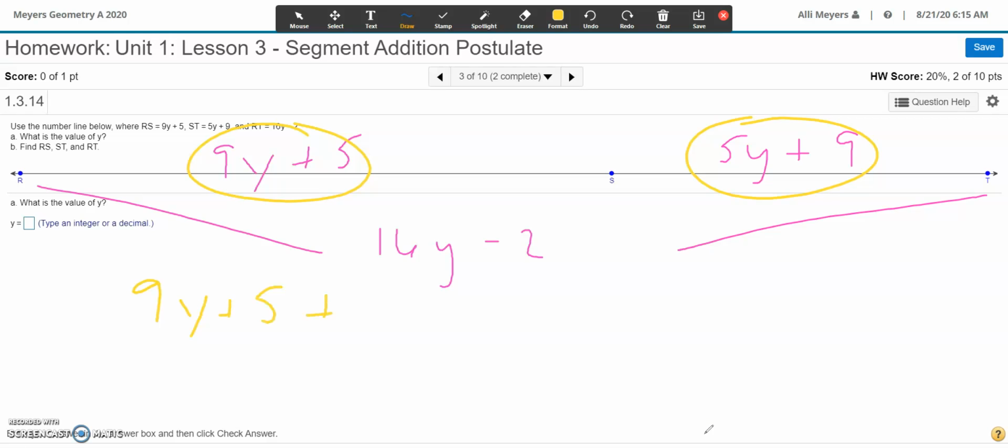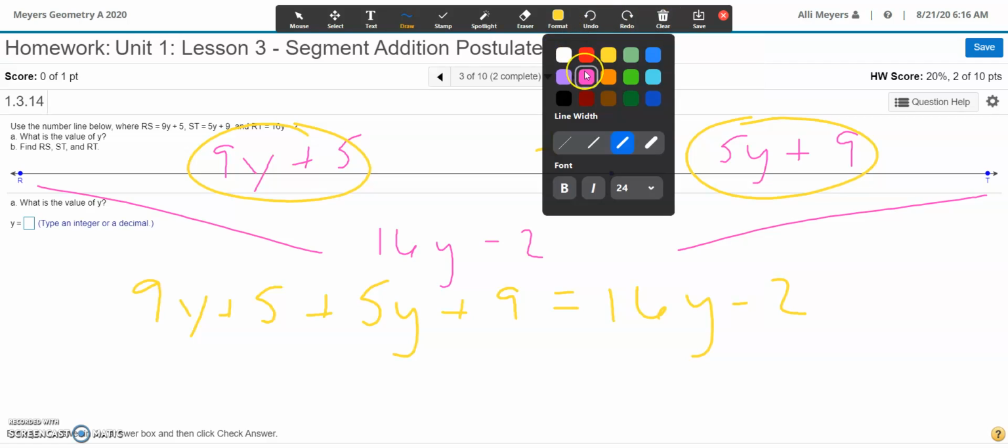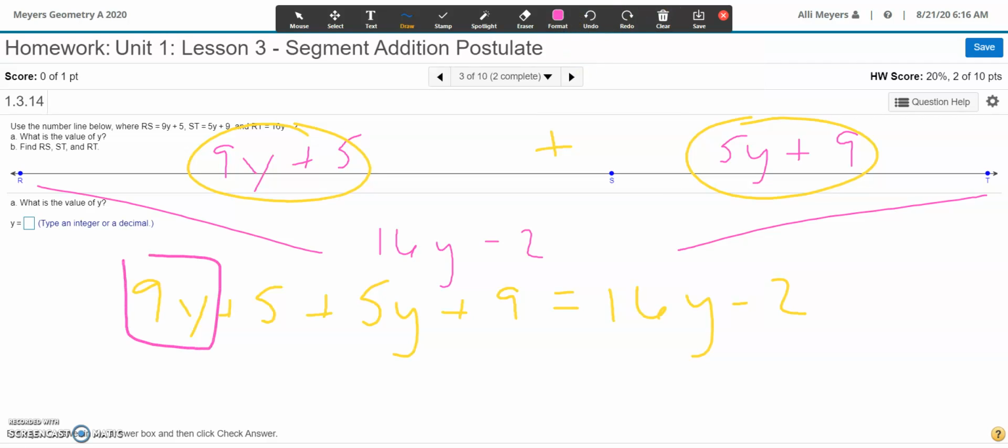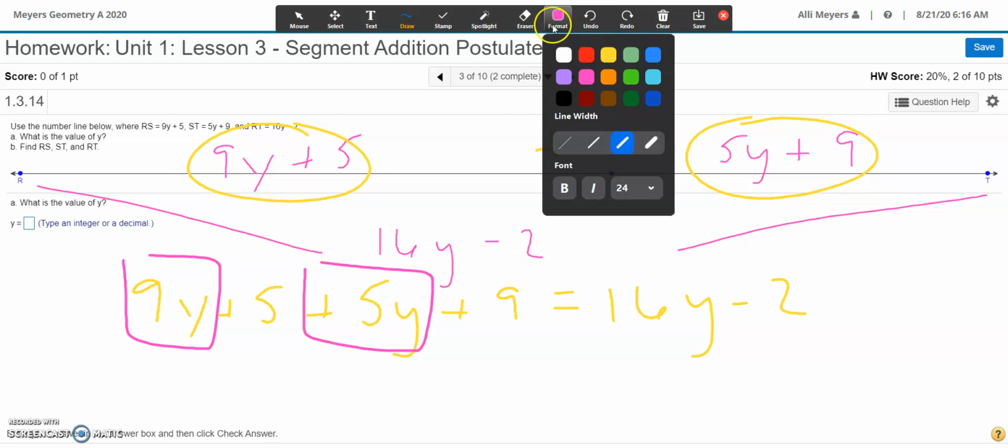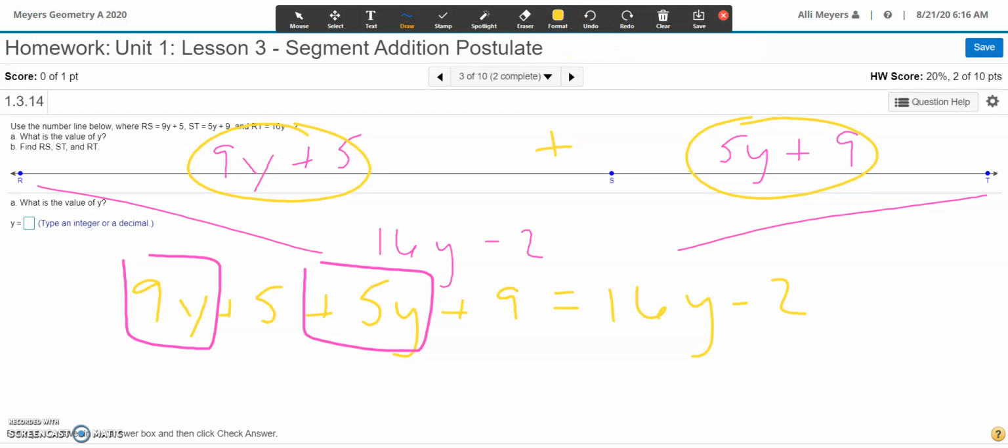And you have to bear with me on my screenwriting here. It is not great. I'm working on it. Add the two parts together, and that equals the whole thing, which is 16y minus 2. Then from there, I just need to combine some like terms. So this is just an algebra problem now. I'm solving it for y. So 9y plus 5y is 14y. I'm going to add the numbers together too. That would give me 14y plus 14 equals 16y minus 2. I'm running out of room here, but I'm going to subtract 14y to get my y's together.